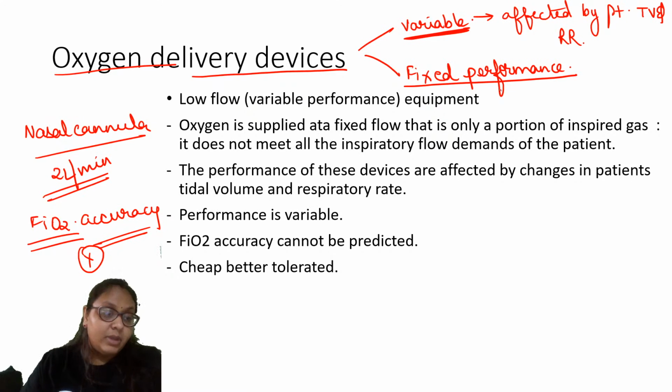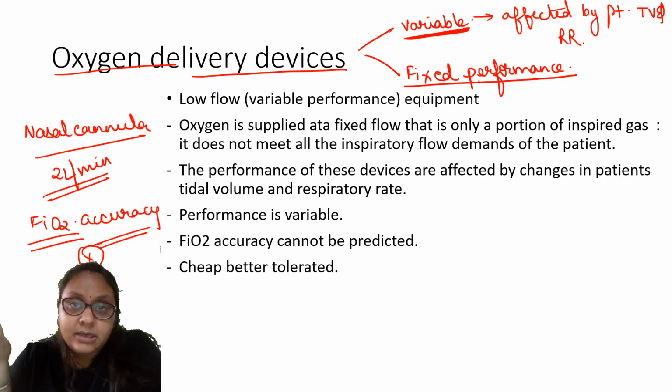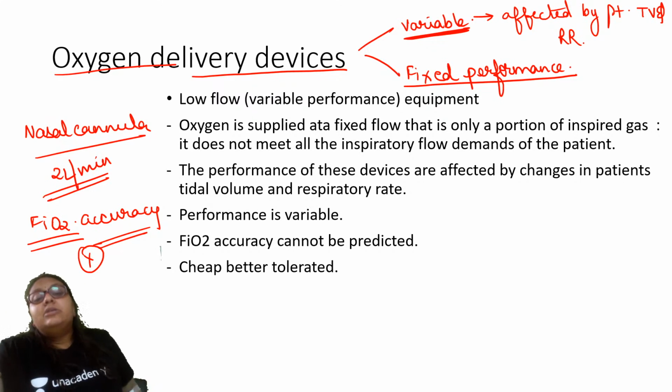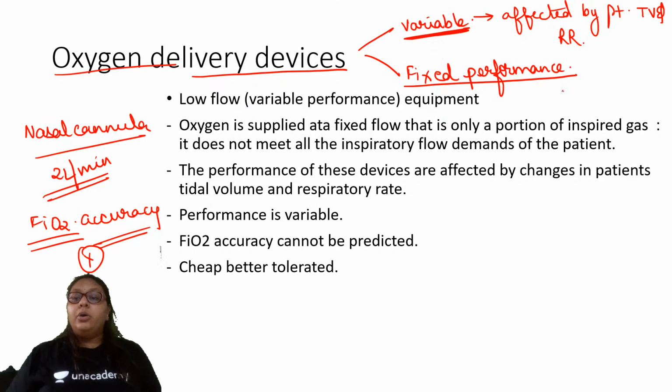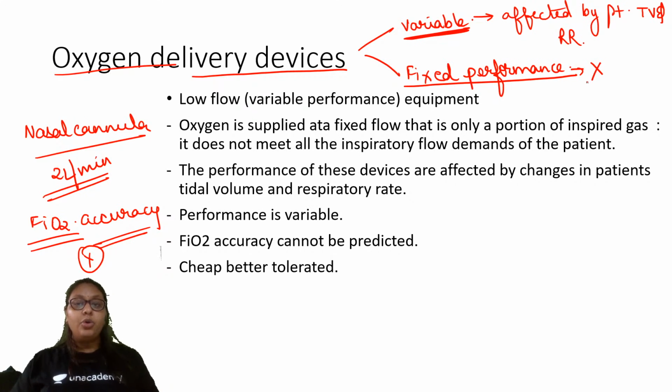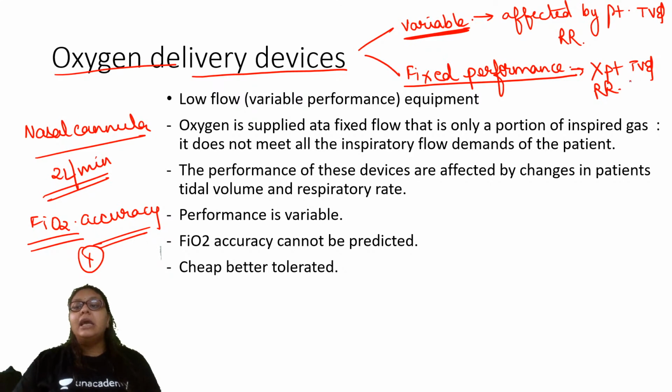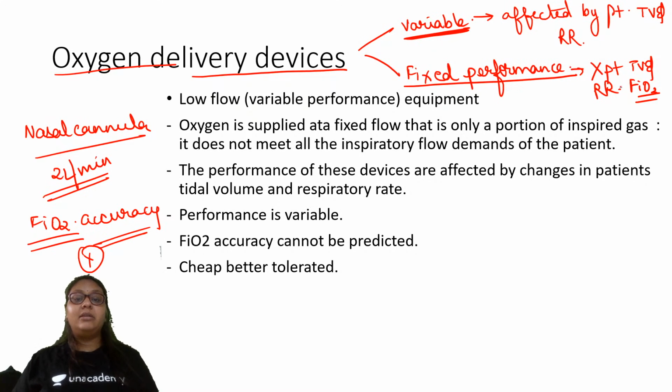Whereas in fixed performance, like in the case of the Venturi mask, it is fixed. It is not affected, as there is no entrapment of air from the atmosphere. So it is not affected by the patient's tidal volume and respiratory rate, and the FiO2 in them can be predicted. So these are the two types of oxygen delivery devices. Is it clear till now?